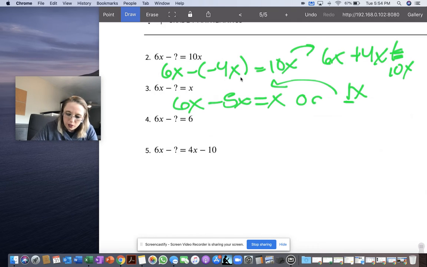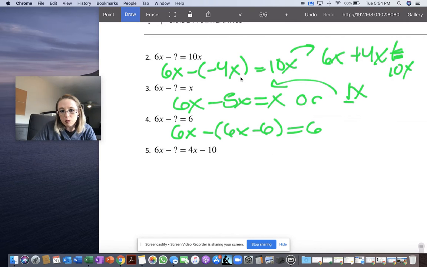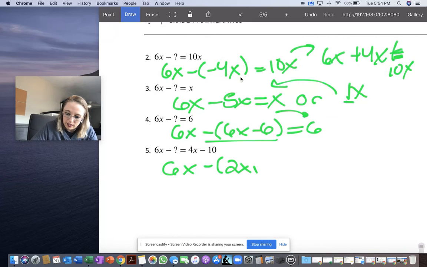Next one's a little bit more tricky. You're going to have 6x minus 6x minus 6 equals 6. It's the same as the last one with the negatives, okay? If you solve this side out, you're going to get 6. And the last one is 6x minus 2x plus 10 equals 4x minus 10. Okay? Not too bad.